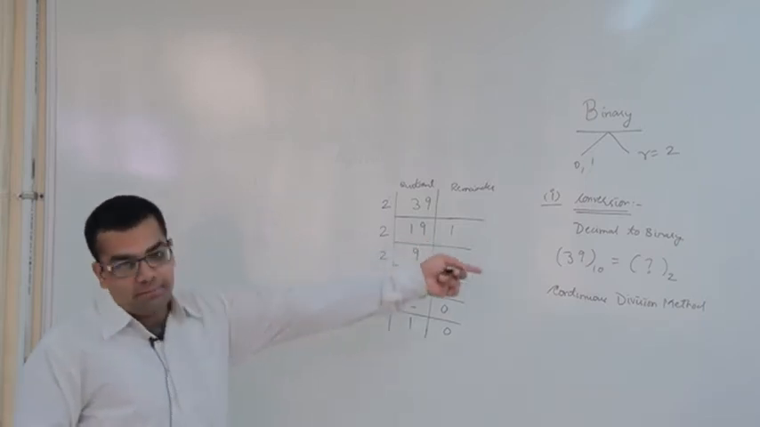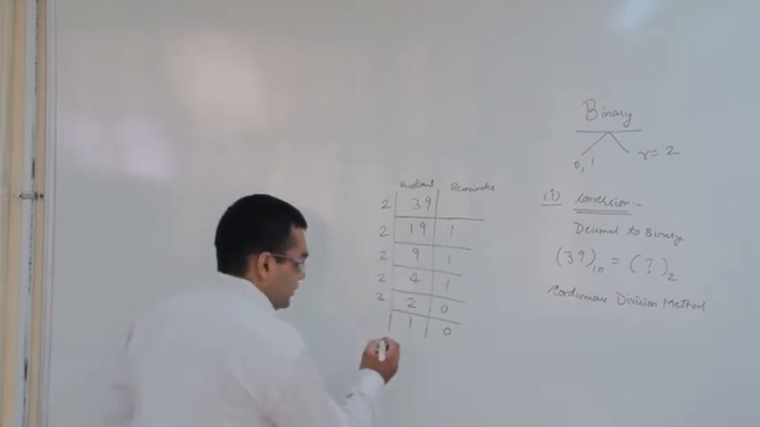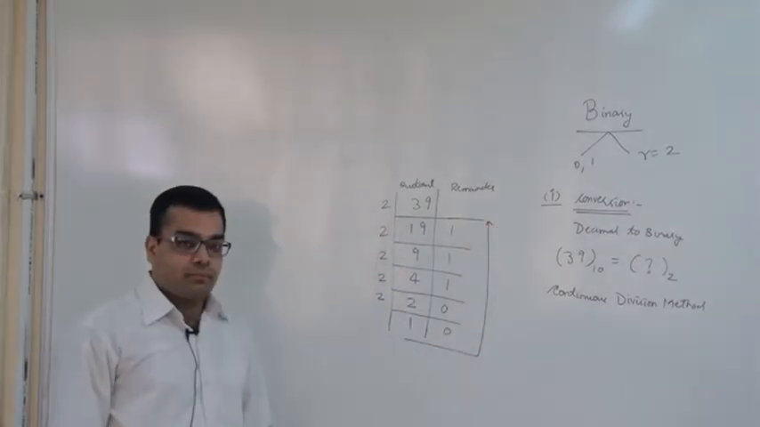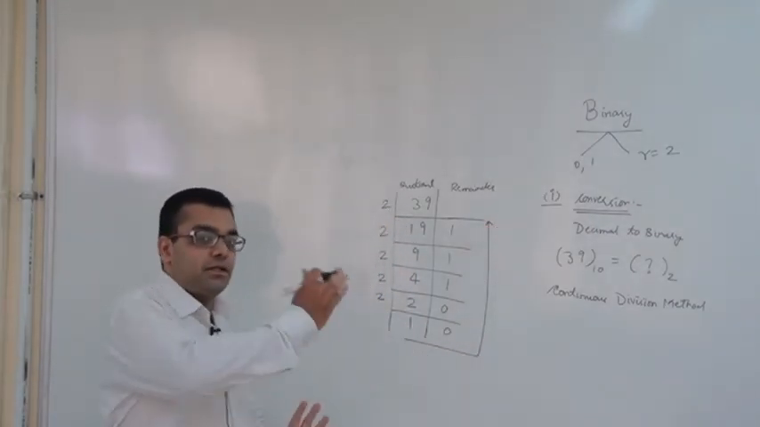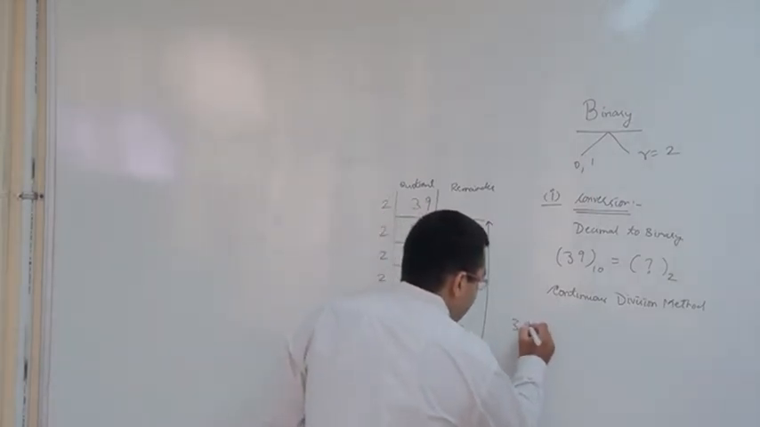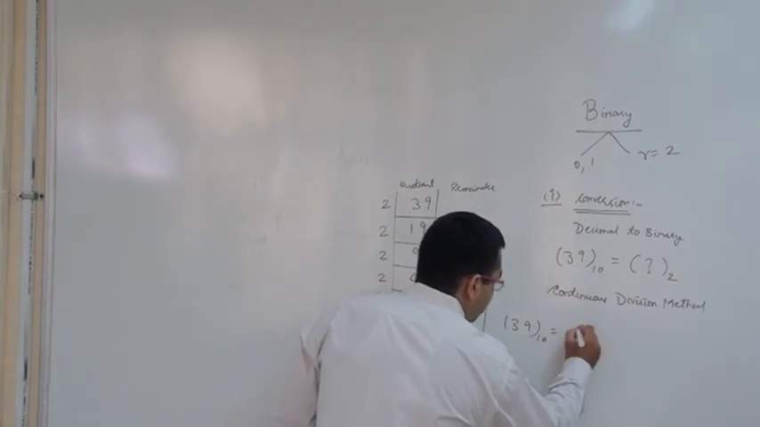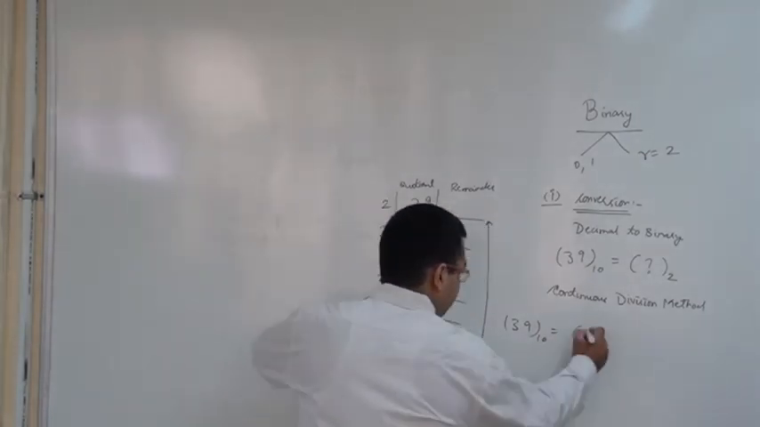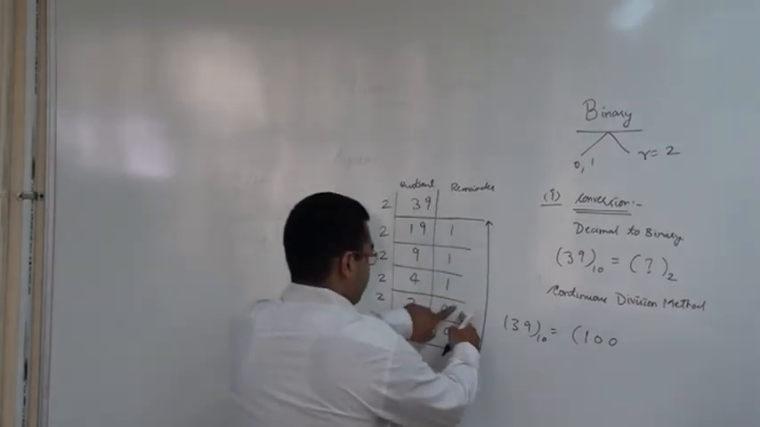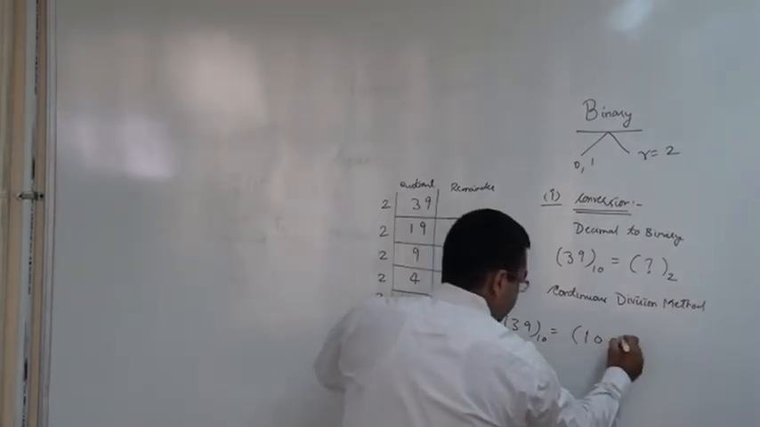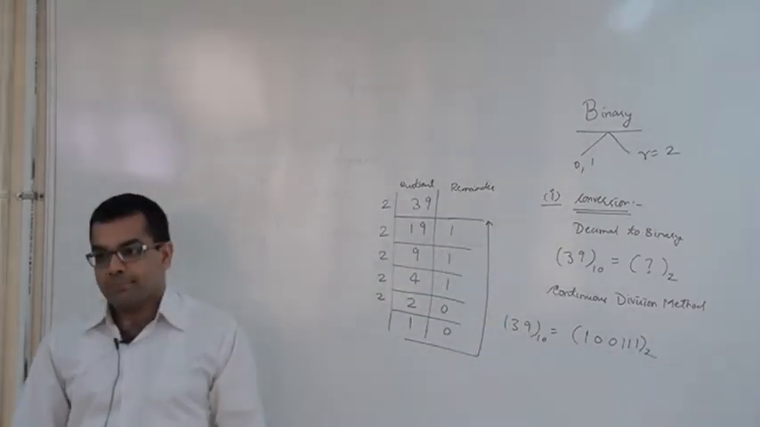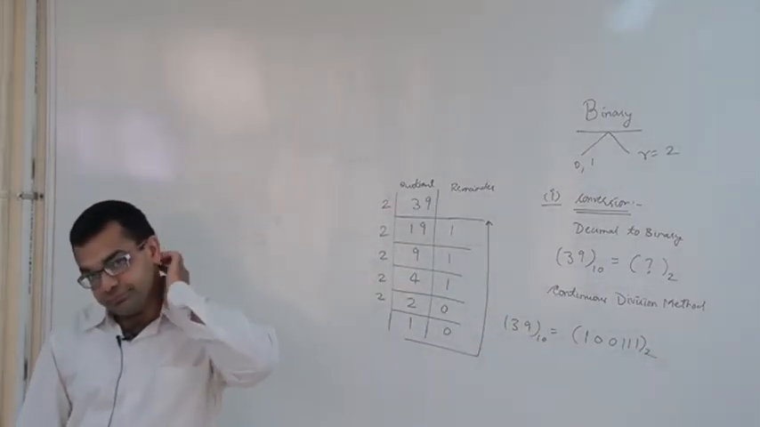So now for writing the binary representation of 39, we go from here to here and we keep on accumulating the digits. So the binary representation of 39 comes out to be 1 0 0 1 1 1. Clear?